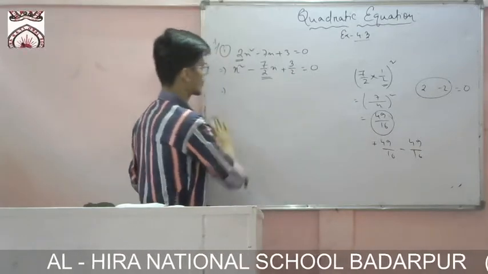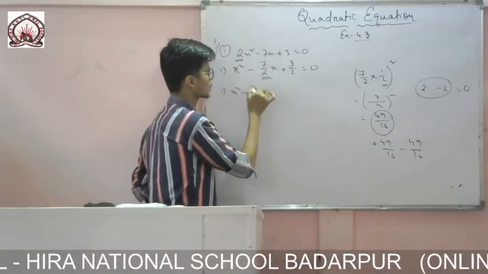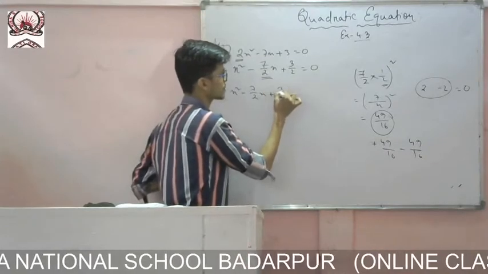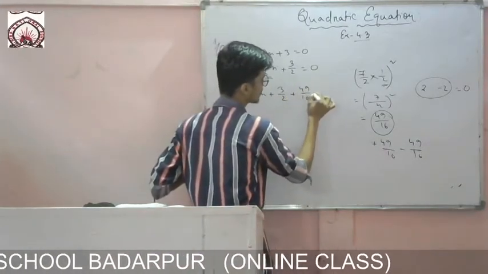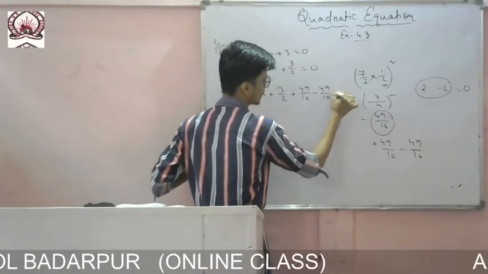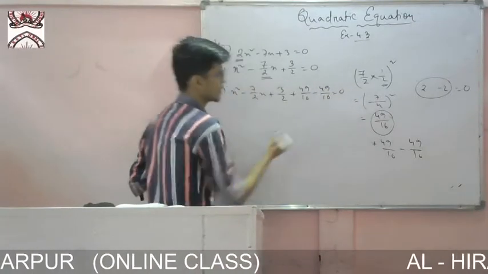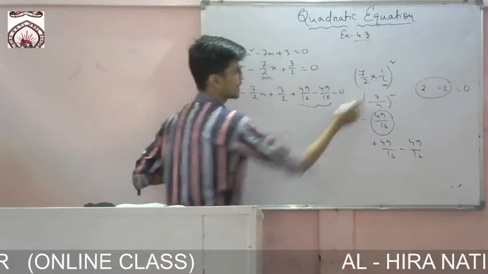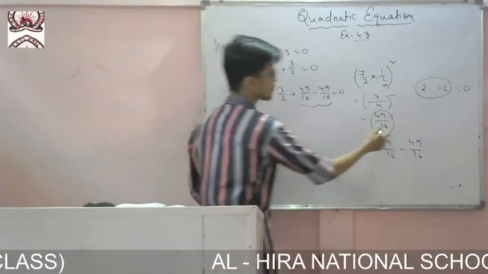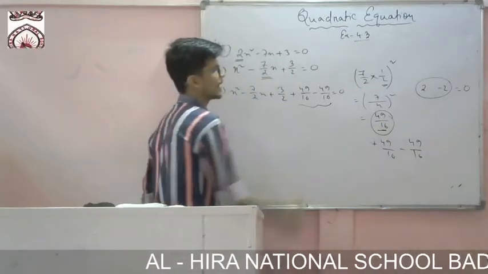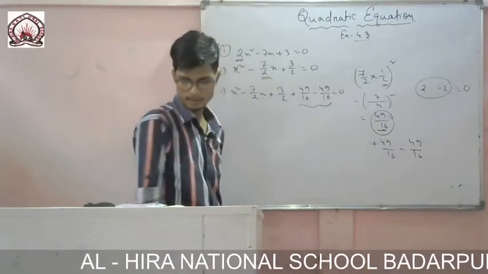So I will write it like this: x square minus 7 by 2x plus 3 by 2. What I have to do is add one time 49 by 16, and another time subtract it. That means I am doing nothing. How did we get this term? Half into the coefficient of x and the whole thing squared. After squaring, whatever term comes, I add it one time and subtract it.